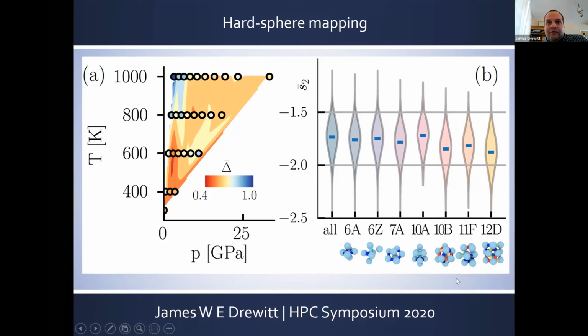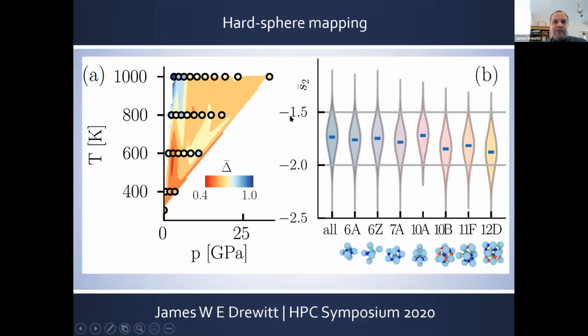Interestingly, we find that the five-fold symmetric 10B and 12D motifs and the crystalline 11F unit, all of which are most prevalent close to the melting curve at high pressure, are also the units with the lowest configurational entropy, as represented by the figure shown on the right-hand side. And we postulate that the competition between these units, which have radically different geometry, may help to stabilize a metastable metallic glass structure in the supercooled liquid at high pressures.